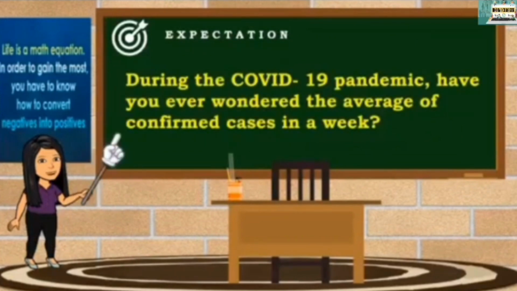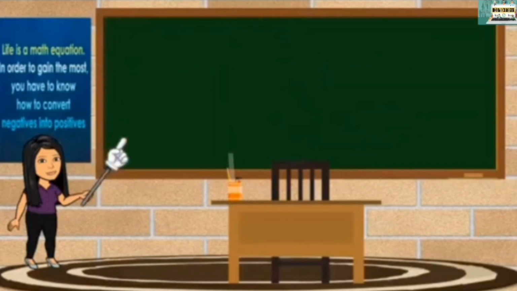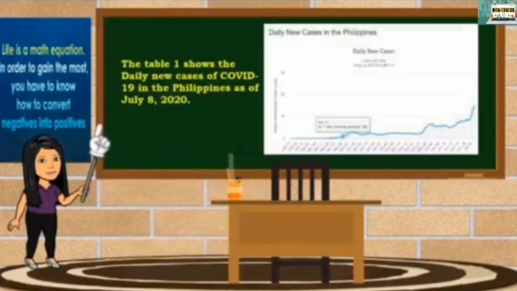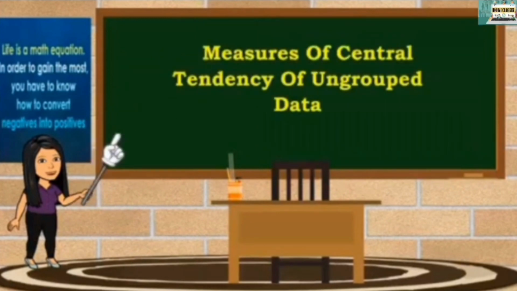Today, we are going to discuss the measures of central tendency of ungrouped data. During the COVID-19 pandemic, have you ever wondered the average of confirmed cases in a week? The table 1 shows the daily new cases of COVID-19 in the Philippines as of July 8, 2020. If you notice, there is a 7-day moving average of 82. Do you wonder how they solve it? It is by using the measures of central tendency.